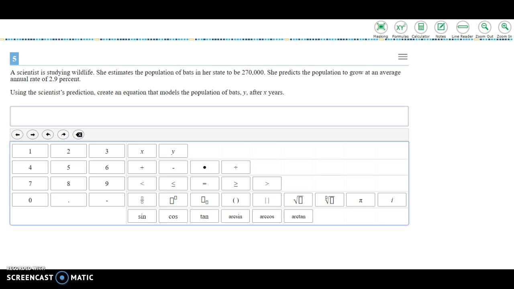Since they want us to use Y and X, we're going to start with just typing in Y equals. If you leave off Y, you could potentially not get this question correct when you take your AIR test. They want a complete equation.